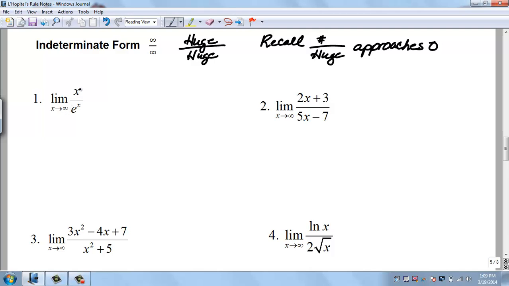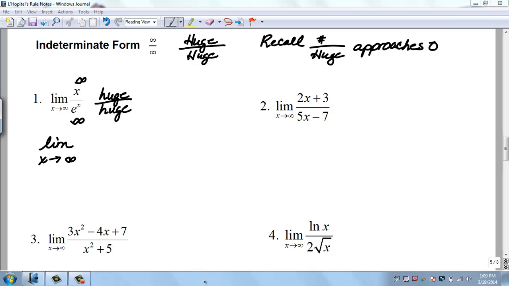If I put infinity here in the next spot, this is infinity, and anything e to huge is going to be huge. So I have huge over huge. So I'm going to use L'Hopital's rule to do this. So I'm going to do the limit as x approaches infinity. Now the one thing about this, it's very difficult to substitute huge, but you understand.